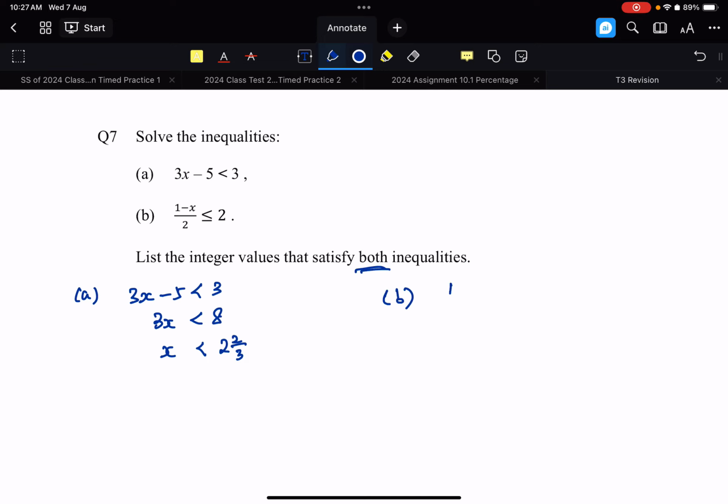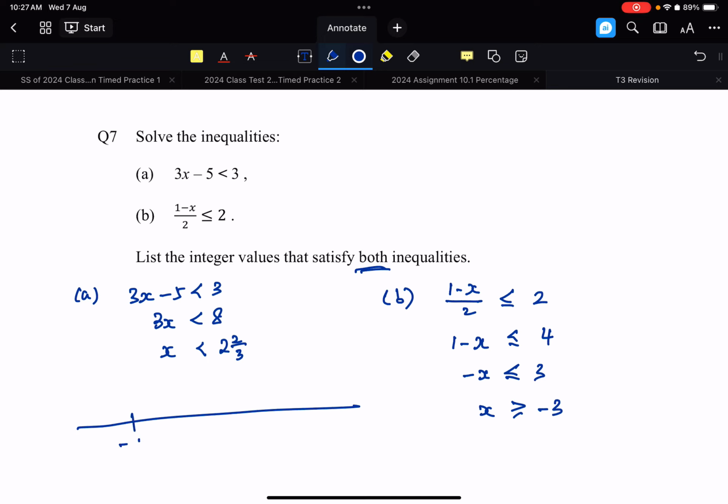So we need to solve the other one. Let's go. Part B, 1 minus x over 2 is less than or equals to 2. 1 minus x is less than or equals to 4. Then we got negative x less than or equals to 3. So x is greater or equals to negative 3. Okay, so if you look at the number line, we go from negative 3, and then this is 2 and 2/3.